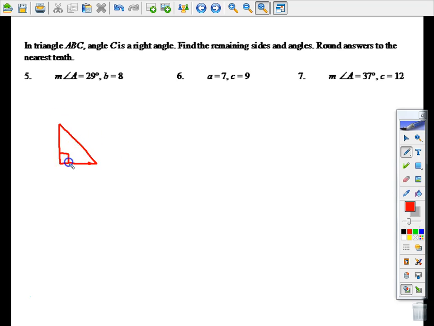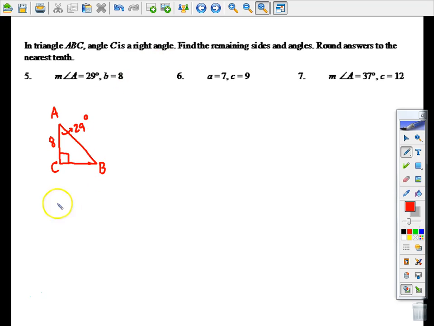All right, and according to this, we're going to make C the right angle. So we can call these other two, A on the top, B bottom right. We're told that angle A is 29 degrees. And side B, remember the sides are opposite the corresponding letter angle. So if this is angle B, then this is side B. So side B would be measured at 8.